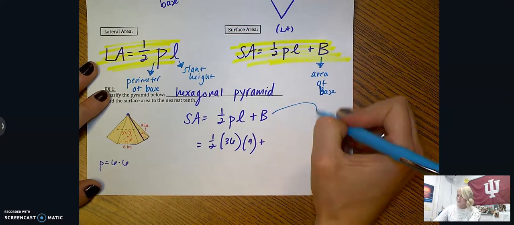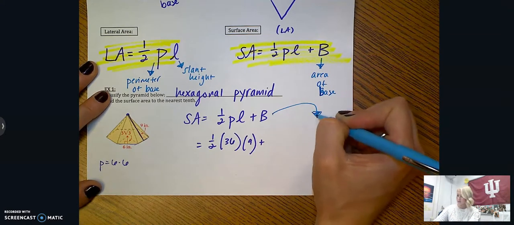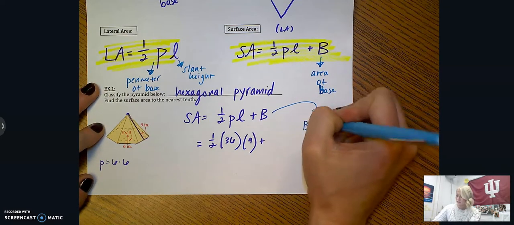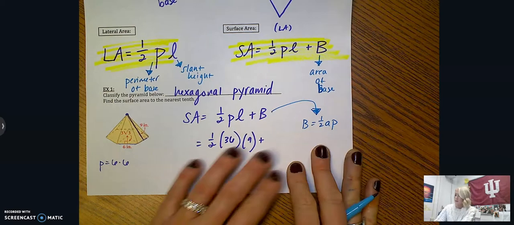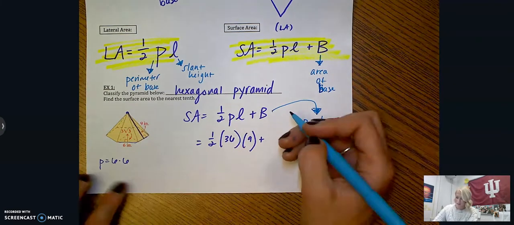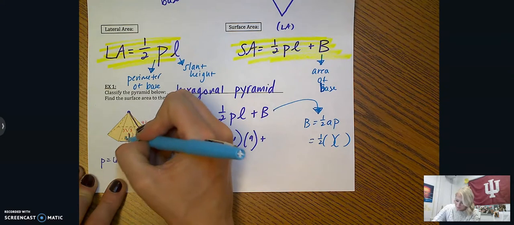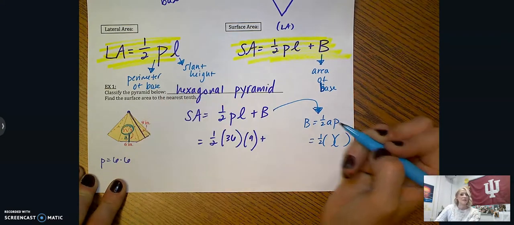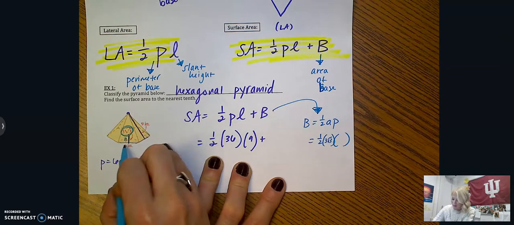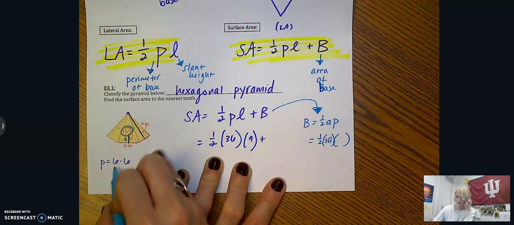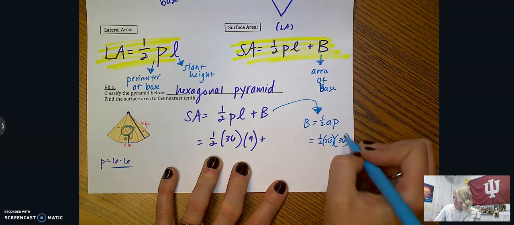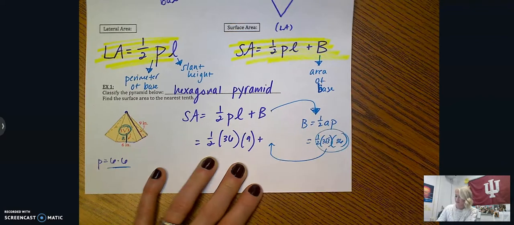To find big B, that's the area of the base. It's a hexagon. You're going to have to do 1/2 AP. But this is like the best 1/2 AP example ever because, look, they gave you the apothem. That's what 3 radical 3 is pointing to. And we know the perimeter of the hexagon is just 6 times 6 again. So, oh my gosh, that's super convenient.